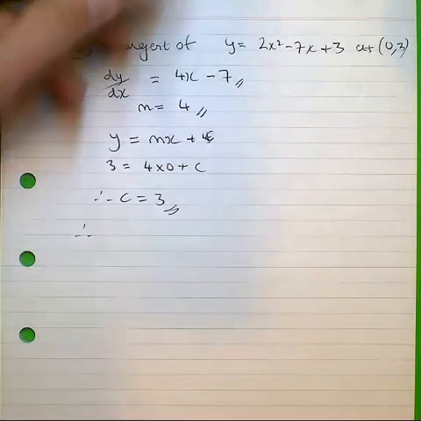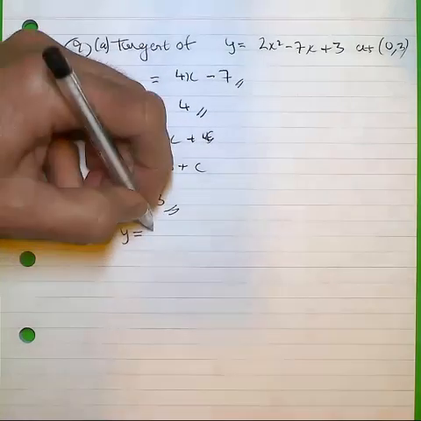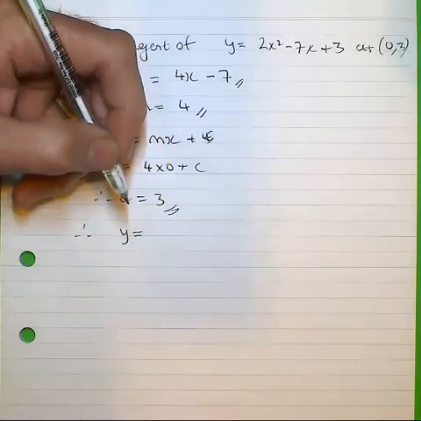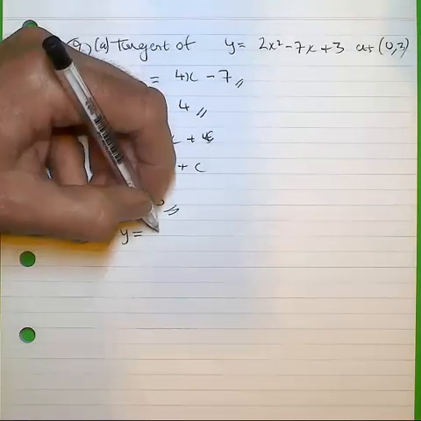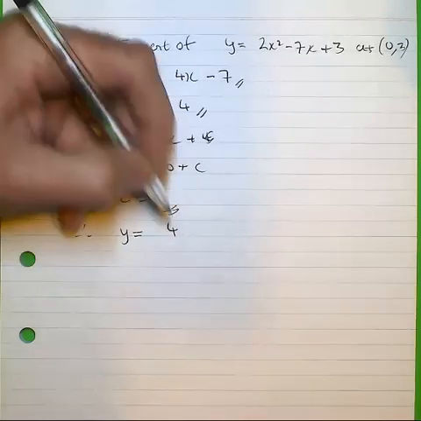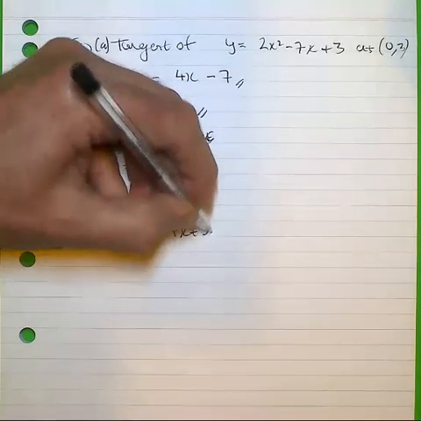So I've got my C value, my M value. So y is equal to 4x plus 3.